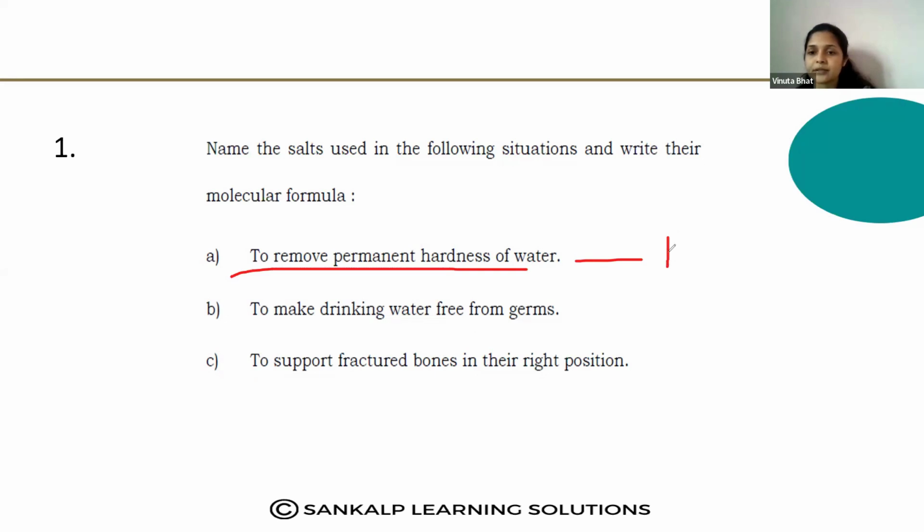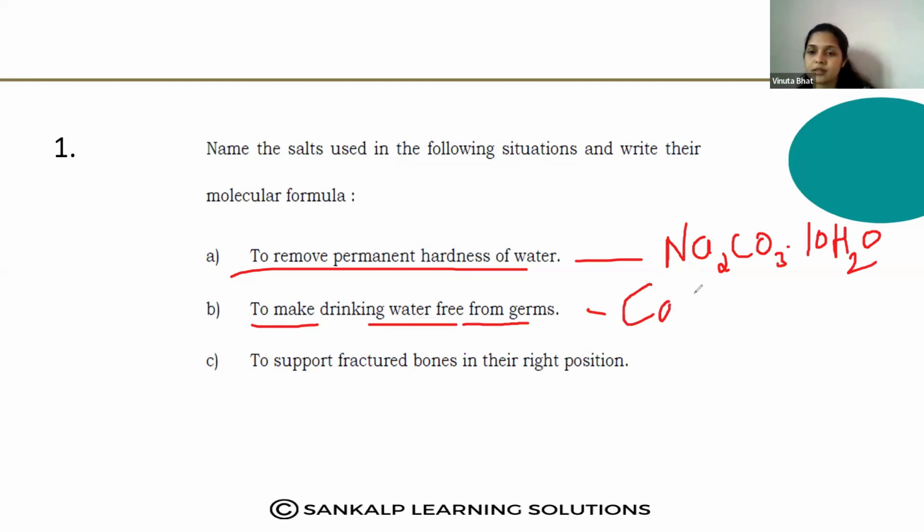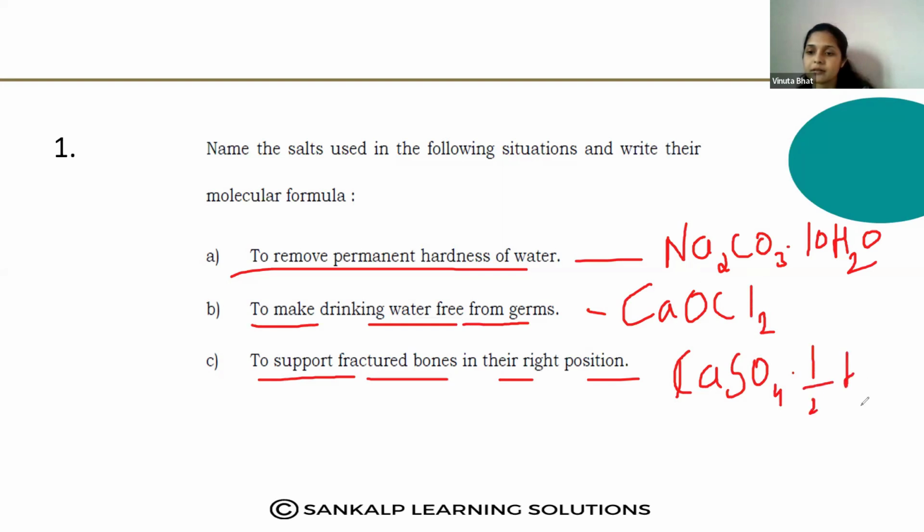Here, sodium carbonate, washing soda, Na2CO3.10H2O. So this is the washing soda. To make drinking water free from germs, that is the bleaching powder, CaOCl2. And to support the fractured bones in the right position, that is the plaster of Paris, calcium sulfate hemihydrate.